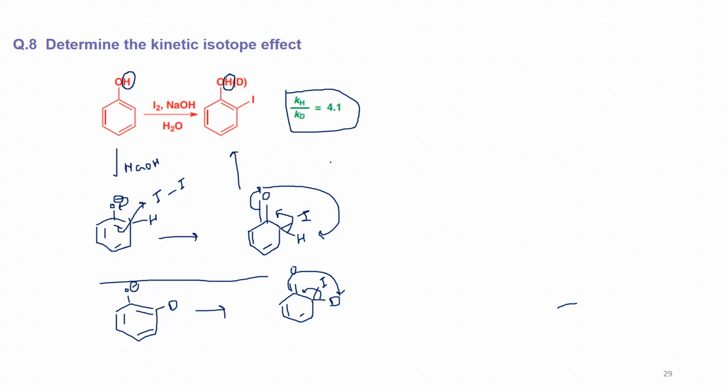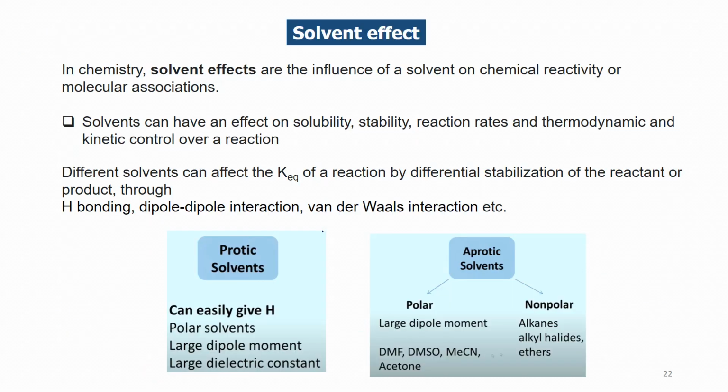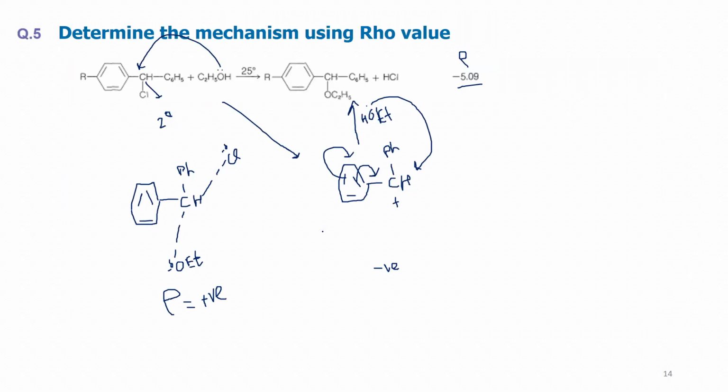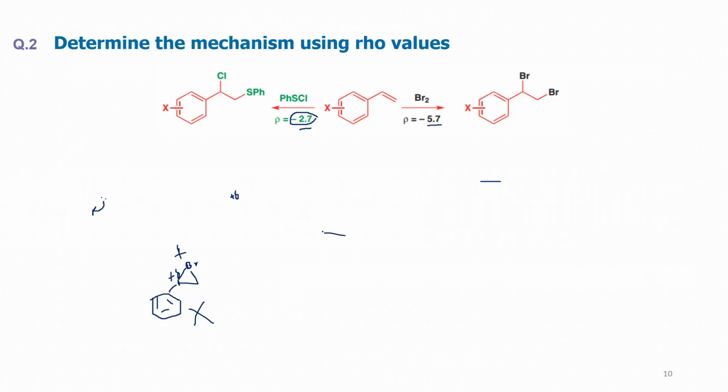Now from the kH by kD value you can get that if we replace this hydrogen with deuterium, the rate will get slower. So that means this is our rate determining step, because our rate is getting slower while changing from hydrogen to deuterium at this position. Okay, so this is our overview of today's class. What we have discussed today.